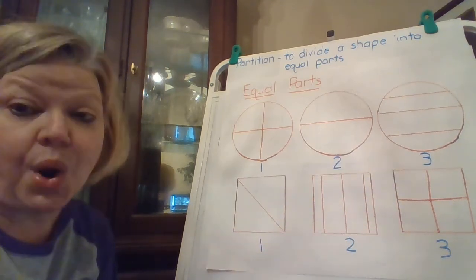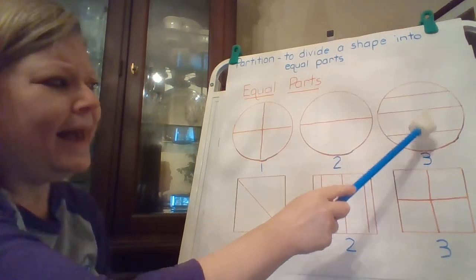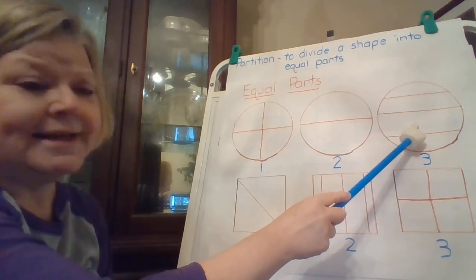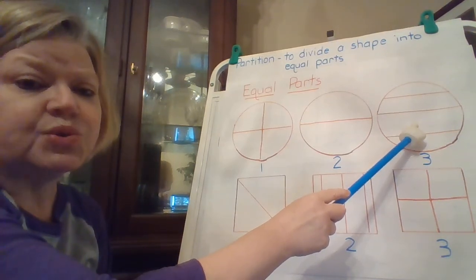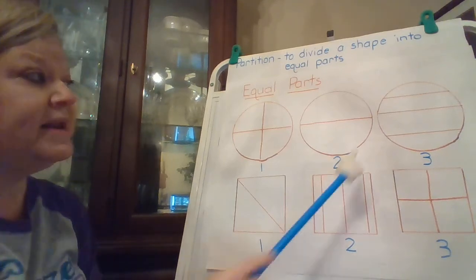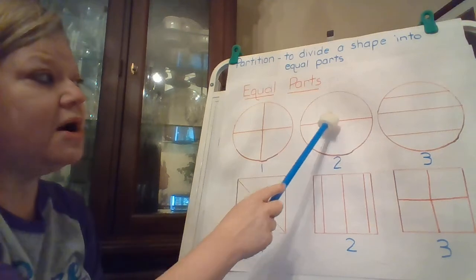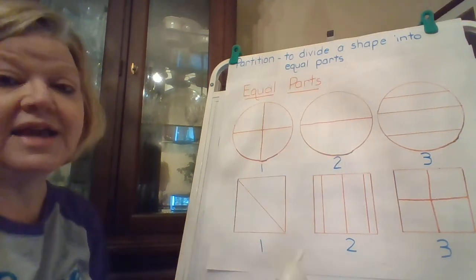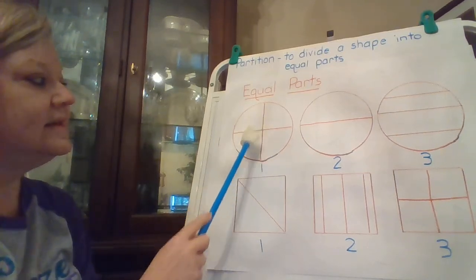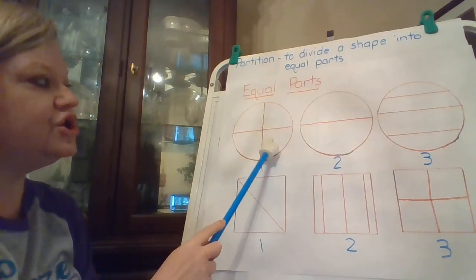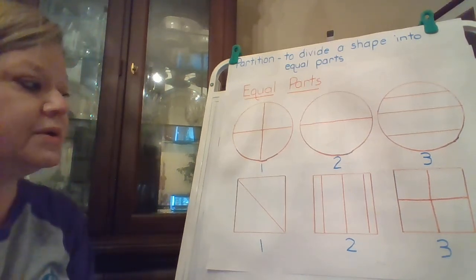If this were a cake and I got this piece, I'm going to be very angry because I did not get this piece. This was the biggest piece, and I would want to make sure that I had that piece. But if I got this, which is divided into two parts, two people would get the same amount. If I got this, four people could share and they would have the same amount, equal parts.